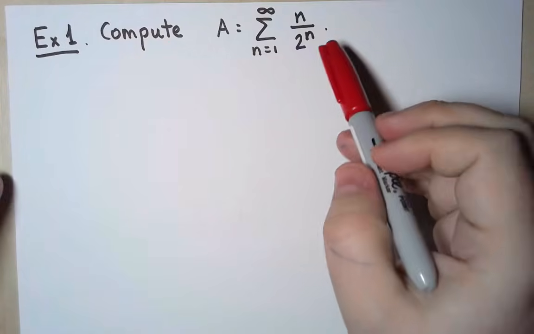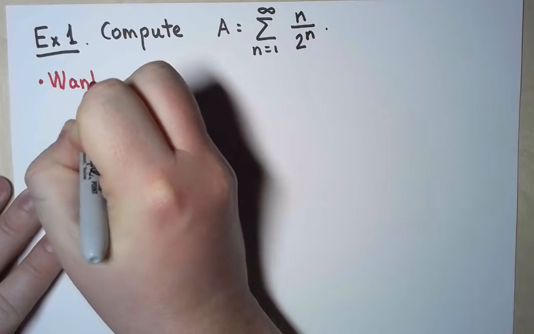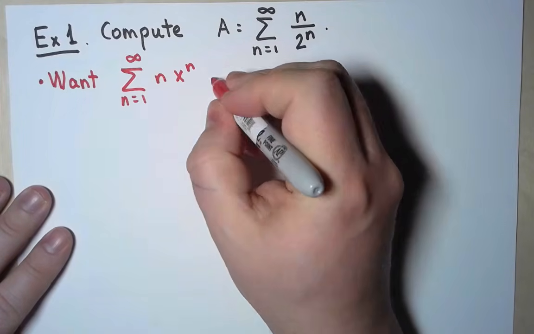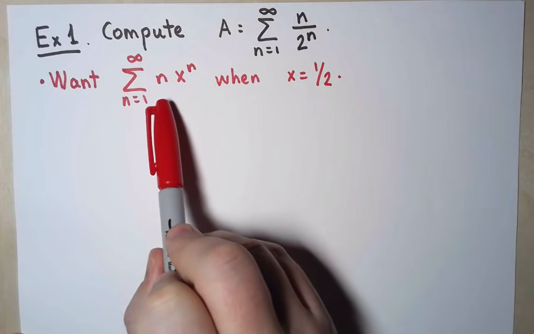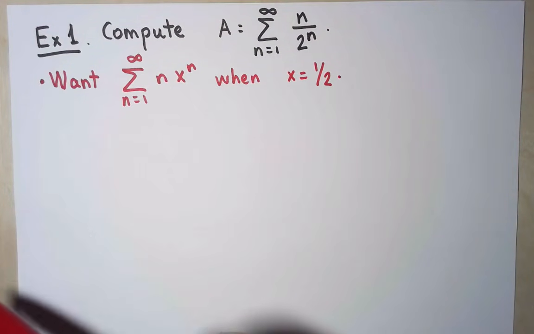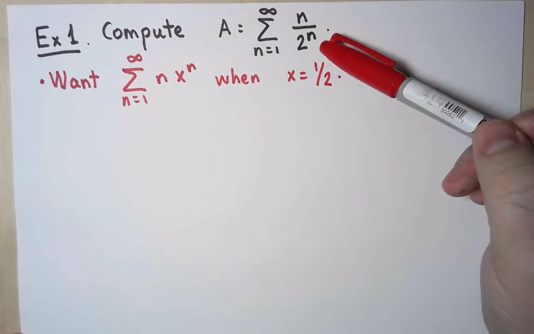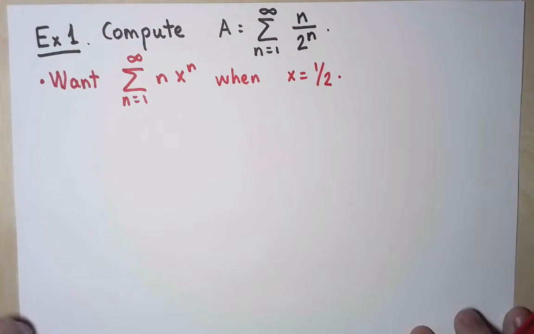What I'll do first is I'm going to interpret this as the value of a power series. What I want is the value of this sum from n equals 1 to infinity of n x to the n when x equals 1/2. It may seem that I'm making the problem harder rather than easier, because instead of a fixed number now I have a variable, but I have more tools when I look at power series.